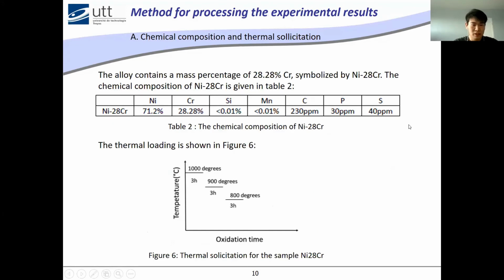The alloy contains a mass percentage of 28% of chromium, symbolized as nickel-28 chrome. The chemical composition of nickel-28 chrome is given in table 2. The thermal loading is shown in figure 6, and the loading is oxidation at 1000 degrees for 3 hours, followed by oxidation at 900 degrees for 3 hours, and then 800 degrees for 3 hours.